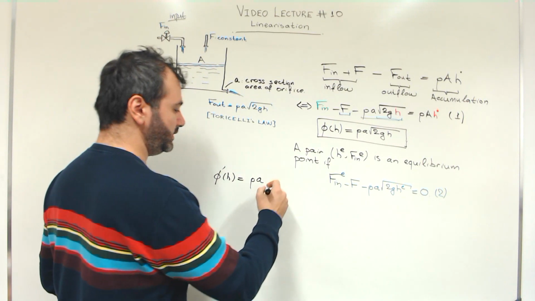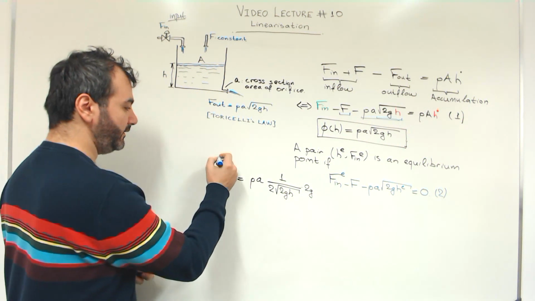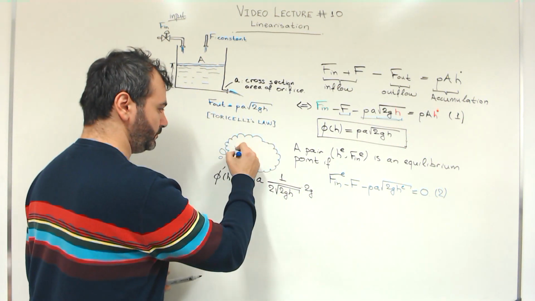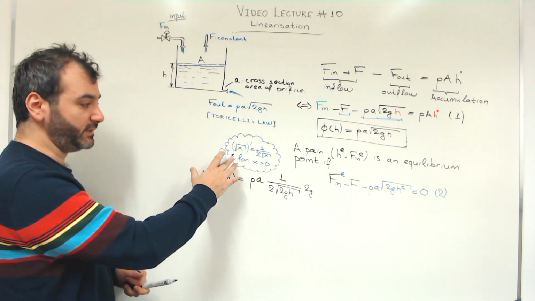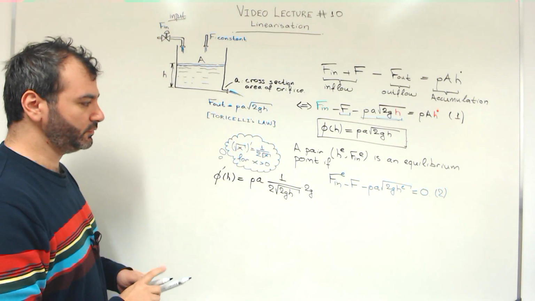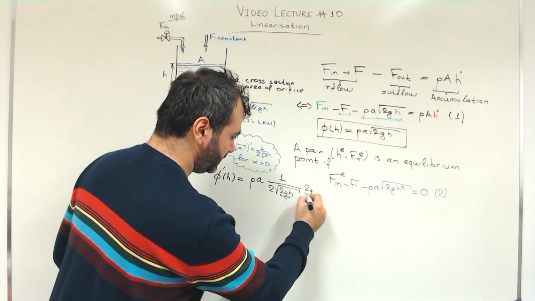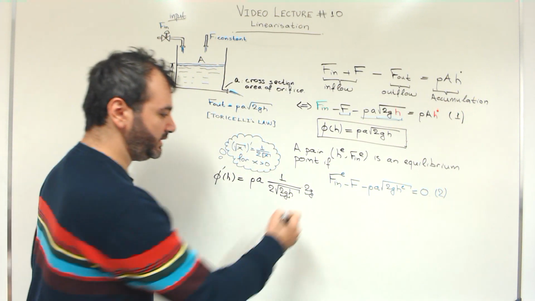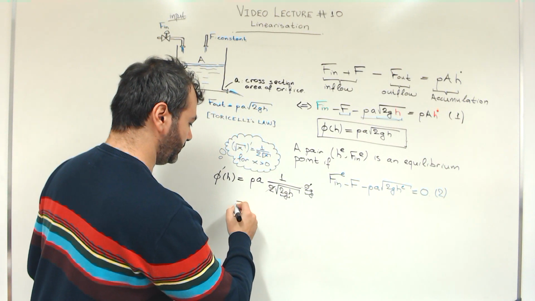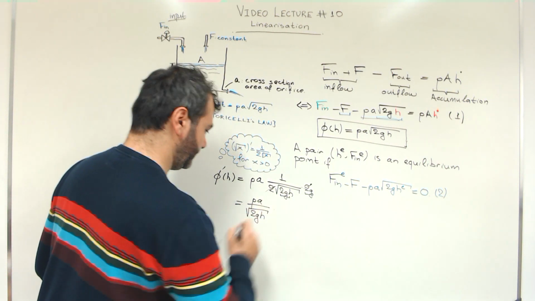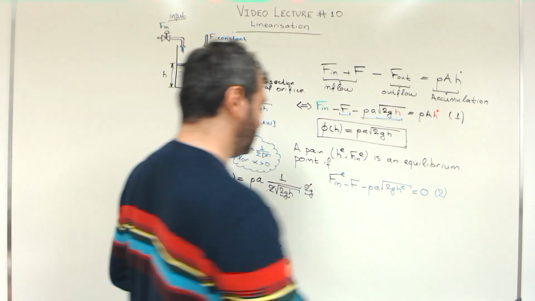We know the derivative of this function. This is a constant. Recall here that this is the derivative of the square root. It is 1 over 2 times square root. And we have, of course, the coefficient 2 times g. These 2's, we can remove them. Very good. So this is the derivative of phi, and we can now linearize it.